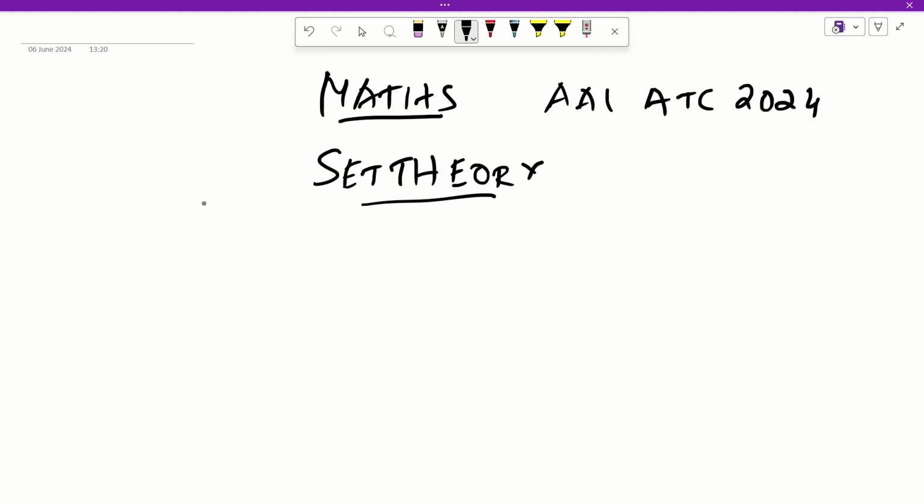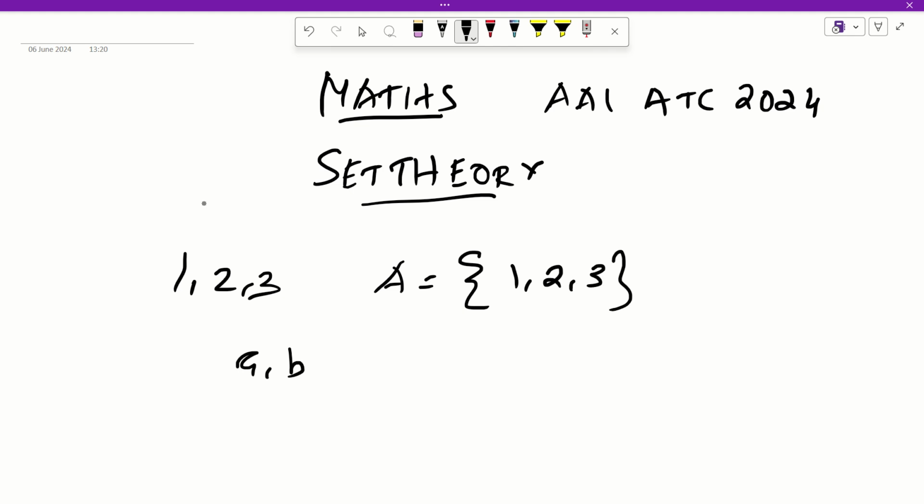What is a set? A group of elements represented within brackets is called a set. Let's say we have a group of elements 1, 2, 3. I want to represent it in the form of a set. We write C = {1, 2, 3}. For example, we have another set of elements a, b, c. I represent it as B = {a, b, c}.